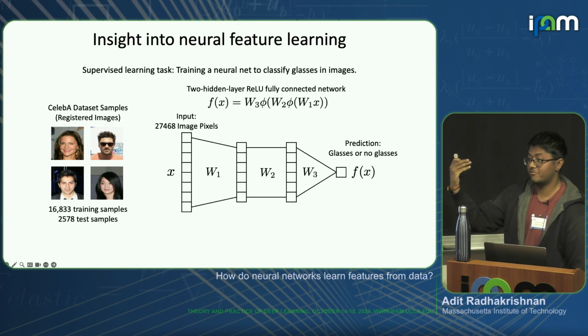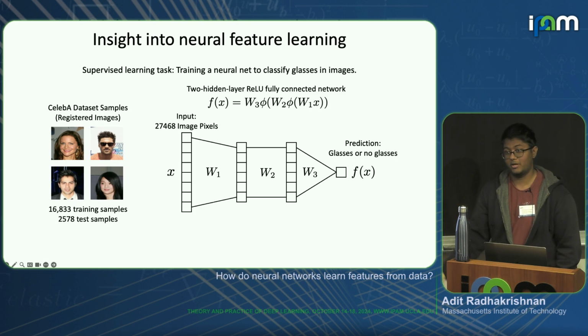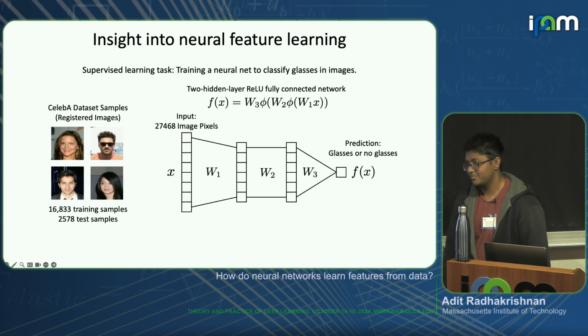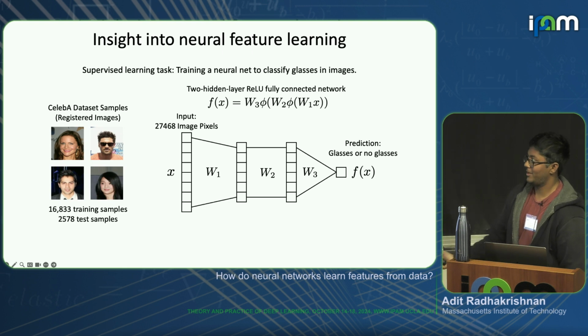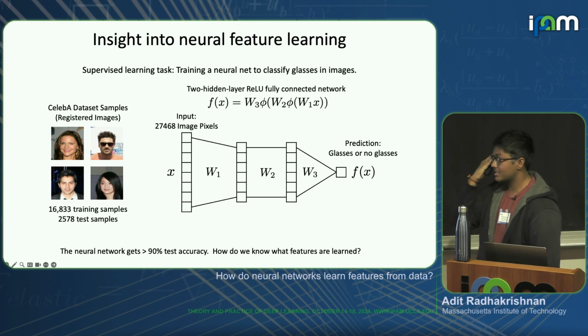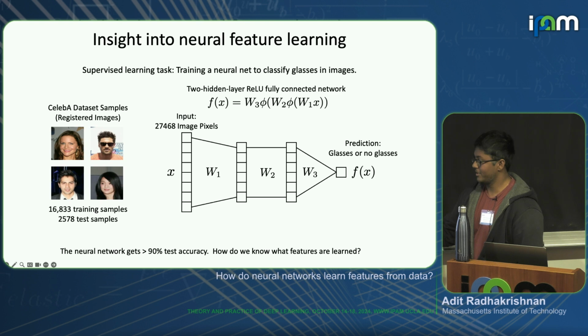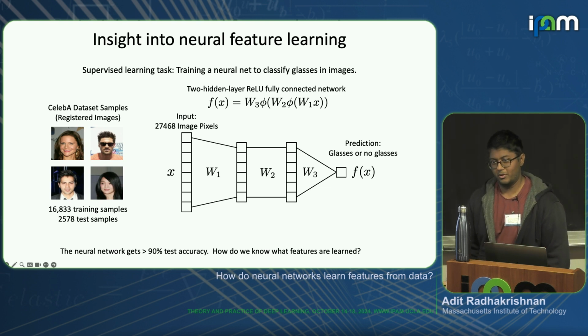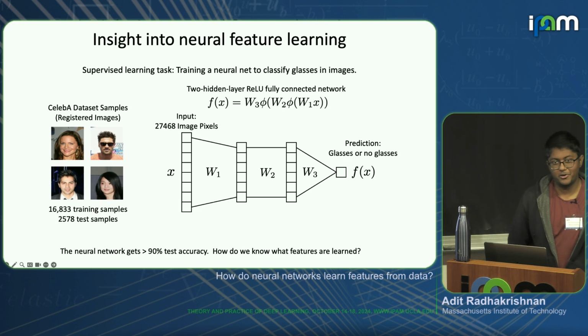And so what am I doing? I'm taking my images, I'm vectorizing them into pixels. There's around 30,000 pixels coming in. I'm just going to predict whether this person is wearing glasses or not. Very straightforward. I can use Adam, gradient descent, whatever you prefer. The neural network is going to get above 90% test accuracy. How do we actually know what features are learned? Why is this a good number?